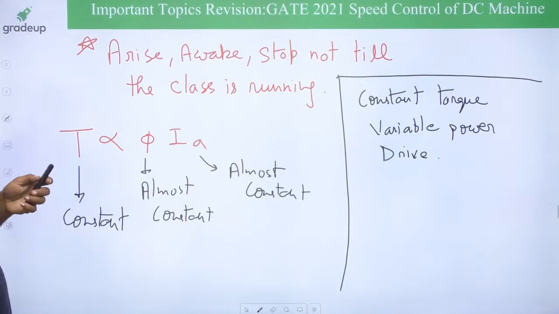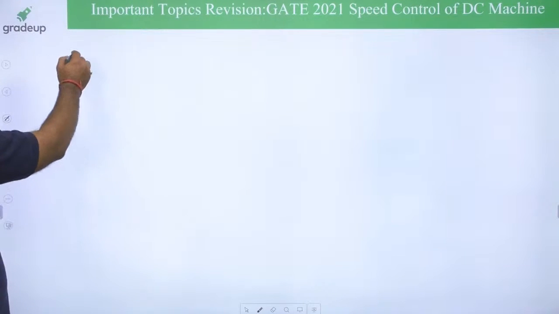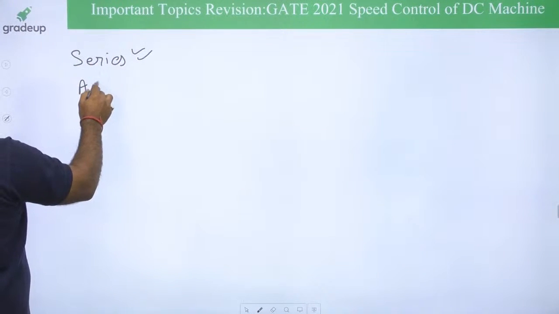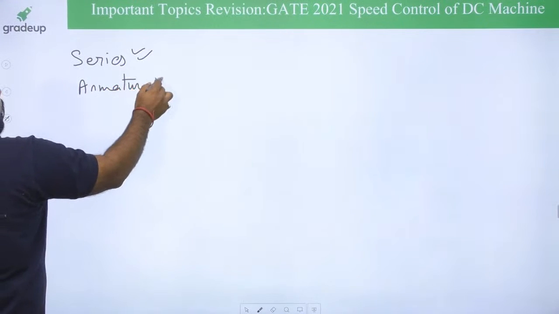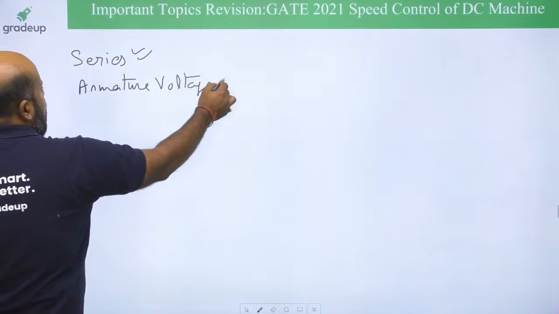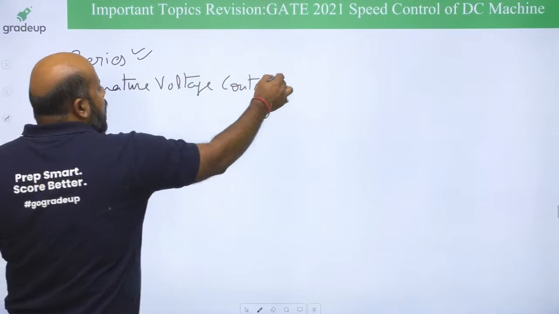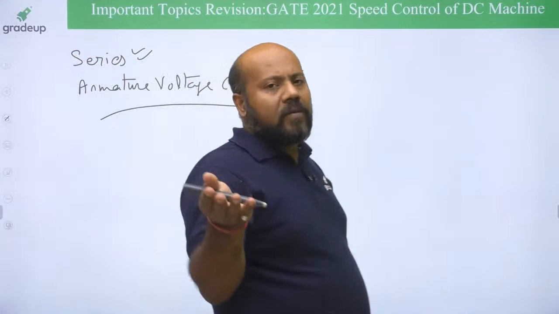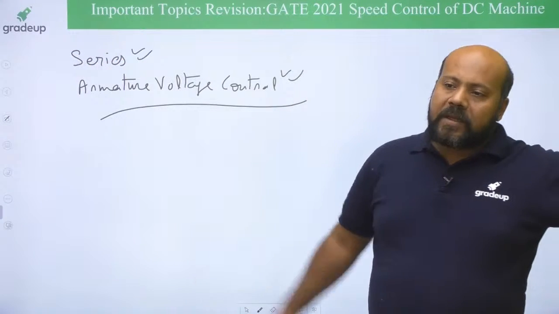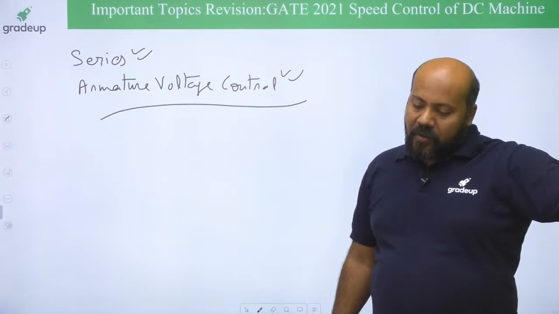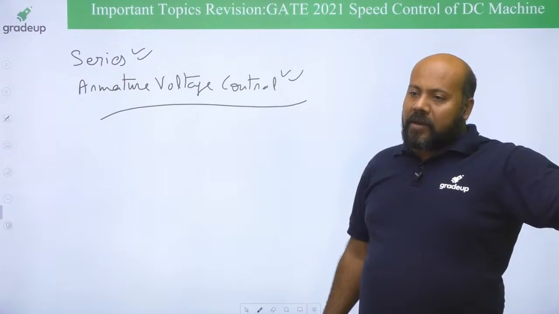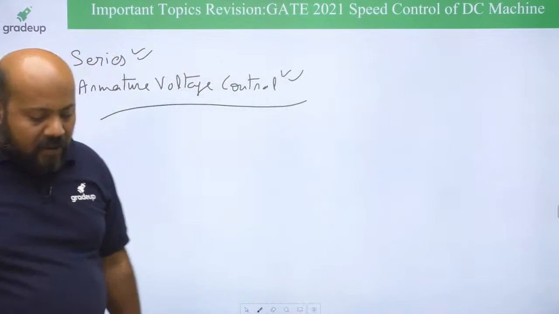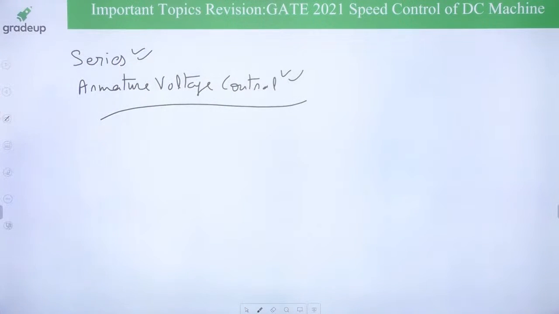Now friends, what we have completed, now for the series field, you have to see, and one method remaining is armature voltage control. This you can see on your own. I think I have given you enough logic so that you can understand the process, and it will take not more than 10 minutes to revise the remaining portion in the speed control. If you have this kind of understanding, you will not find any difficulty in the problems which are going to come in the GATE examination. We are running short of time, so please allow me to just conclude the session.